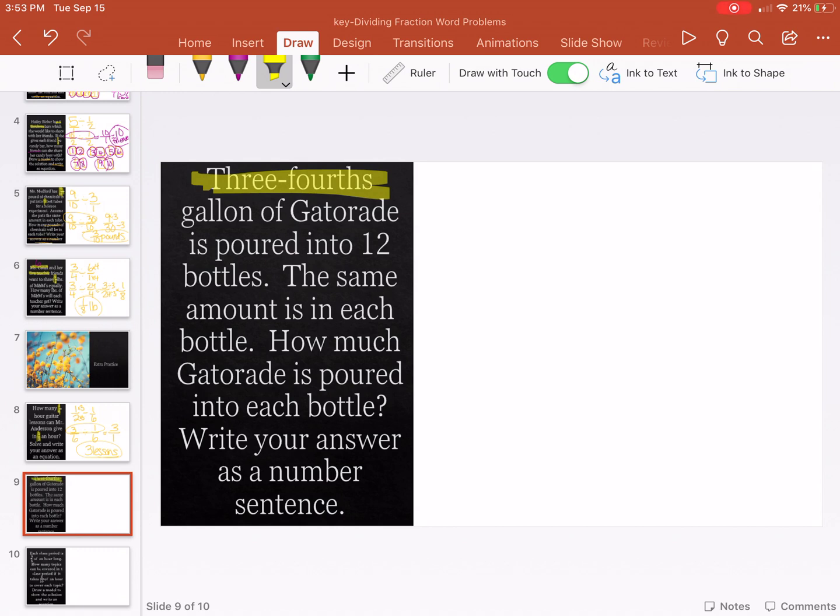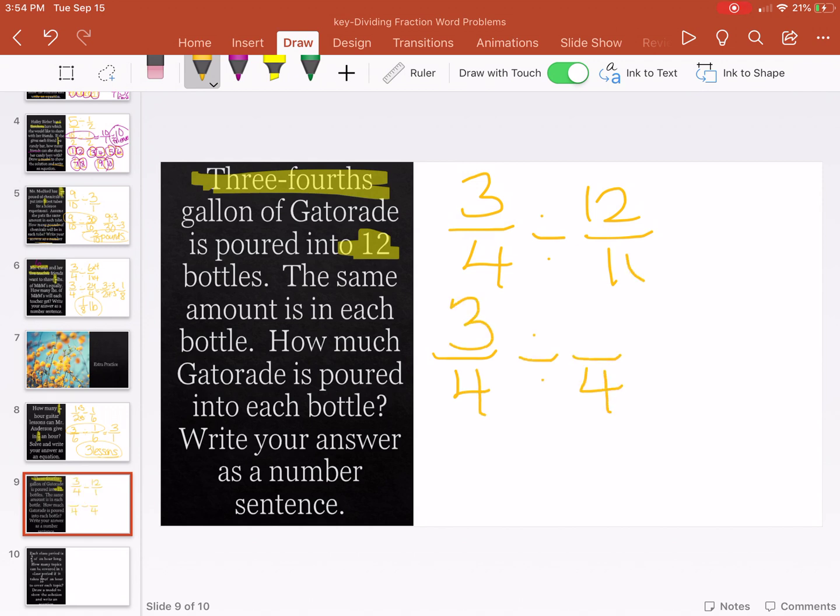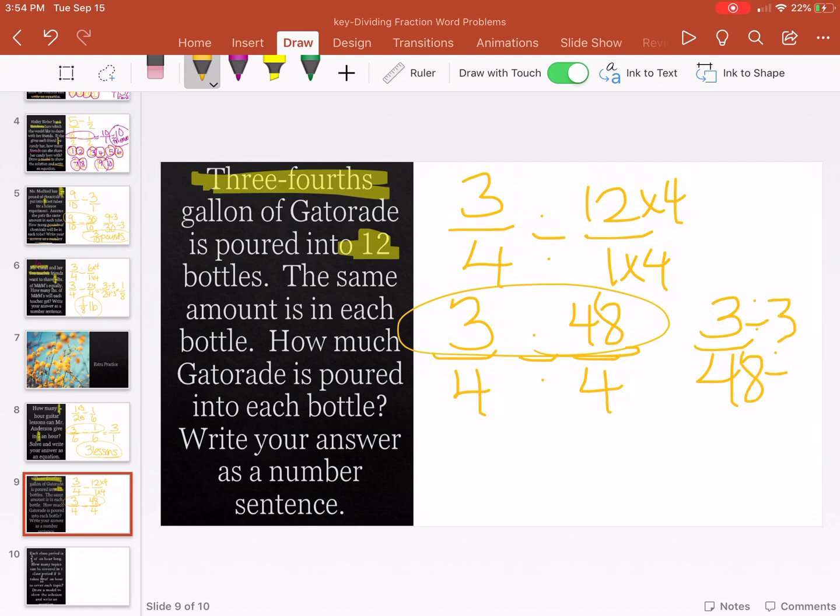3/4 of a gallon of Gatorade is poured into 12 bottles, the same amount in each bottle. How much Gatorade is poured into each bottle? Write your answer as a number sentence. So what do we have? We have 3/4 of a gallon divided by 12/1. Common denominator is going to be 4. Times 4 times 4 gives us 48. 3/48. Divide both by 3. 3 divided by 3 is 1.